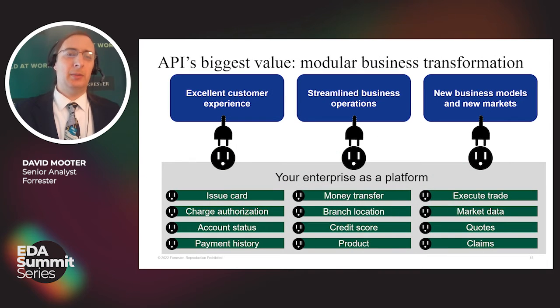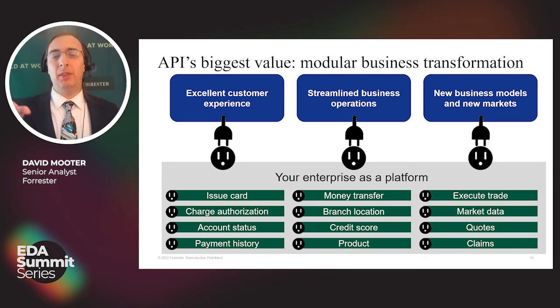First is APIs. APIs provide you strategic agility by creating a modular business platform. Your APIs that you see here on the screen, you don't see the word application. So for example, issue card, money transfer, these are business capabilities. It's the money transfer business capability, not the money transfer application. That's the appropriate way to be designing your APIs.